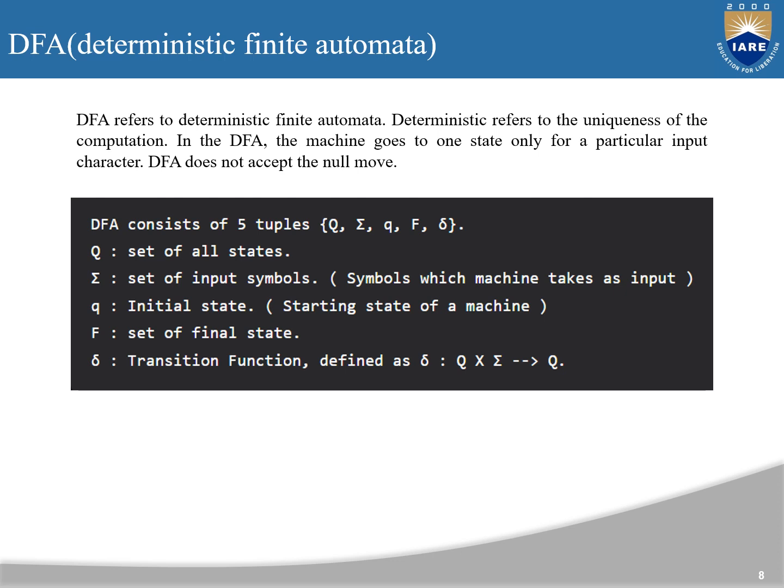DFA consists of 5 tuples: Q, Σ, q0, F and δ. Q, set of all states. Σ, set of input symbols, the symbols which the machine takes as input. q0, initial state, the starting state of a machine. F, set of final states. Delta, transition function defined as δ: Q × Σ → Q.